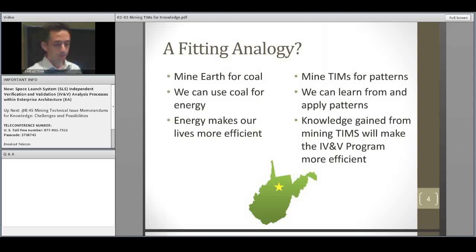So similar for coal, once we have that energy, energy makes our lives more efficient. Refrigerators, what have you. Knowledge that we gain, similar to that, knowledge that we gain from mining TIMs, I claim will make the program more efficient.